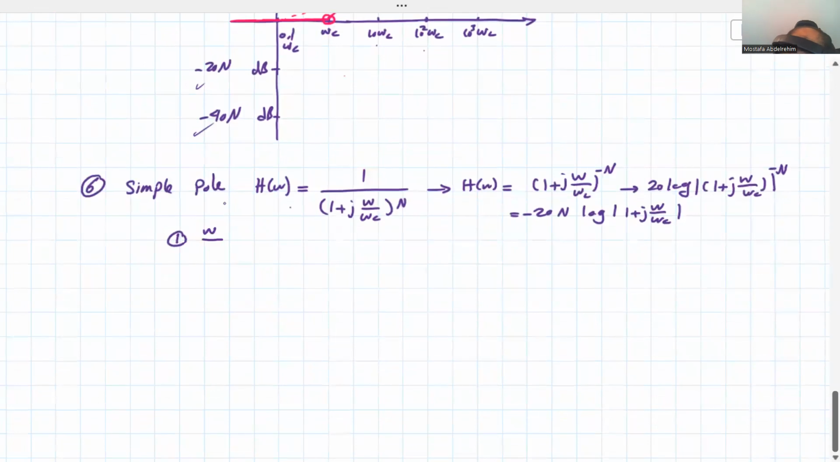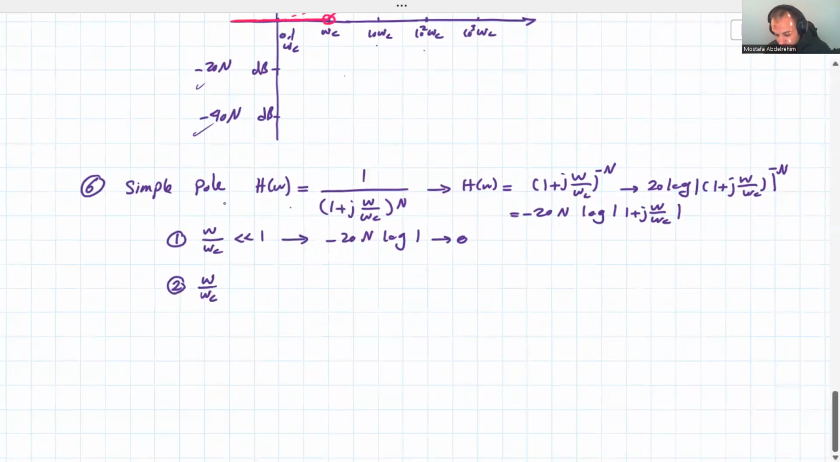So omega divided by omega c much less than 1. In that case, it will be minus 20n log of 1, where we're going to neglect the j omega over omega c because it's much less than 1. One may say, hey, 1 plus j is not 1. Remember, we are doing the magnitudes.